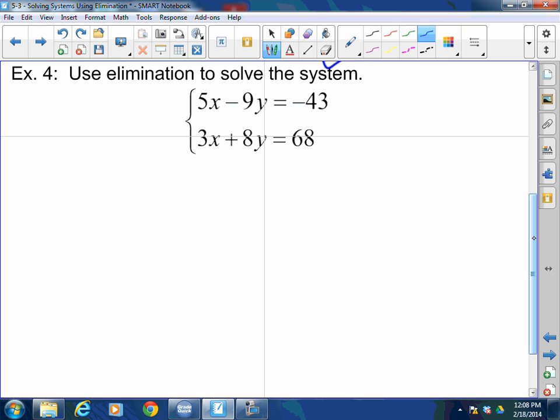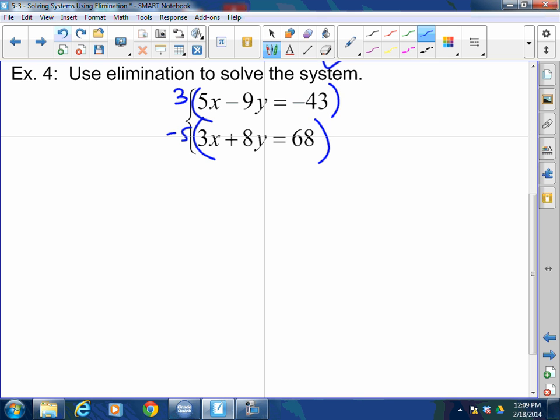The x. Okay. In order to get rid of the x's, I need to make 5x and 3x opposite values so that I can go ahead and subtract them. So what does 5 and 3 have in common? 15. Very good. Thank you. So what do I want to multiply this top by? 3. And this bottom? Beautiful.